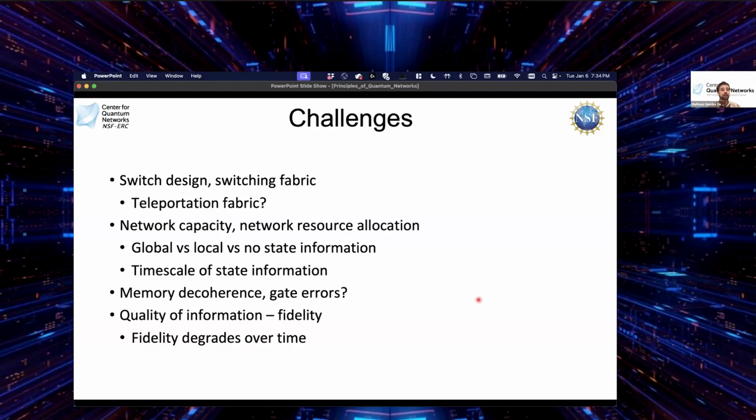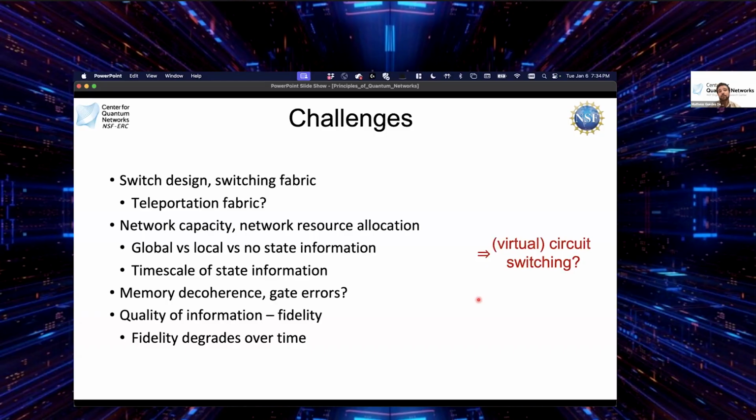Again, how would we come up with ways to do switching that takes into account memory decoherence and gate errors? Will that somehow change the type of scheduling policies that optimize switching in the classical problem? Moreover, you should also deal with the quality of the information that you have at hand in terms of, let's say, the fidelity of the Bell states you have stored, noting that because quantum memories are imperfect, the fidelity of our states degrade over time.